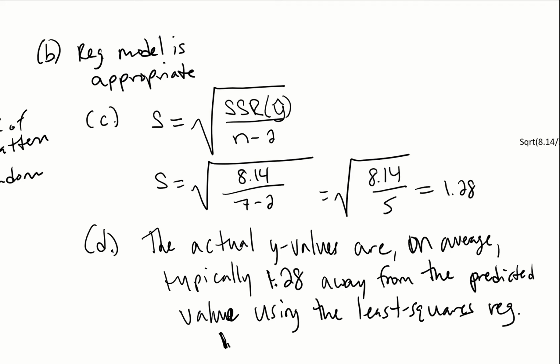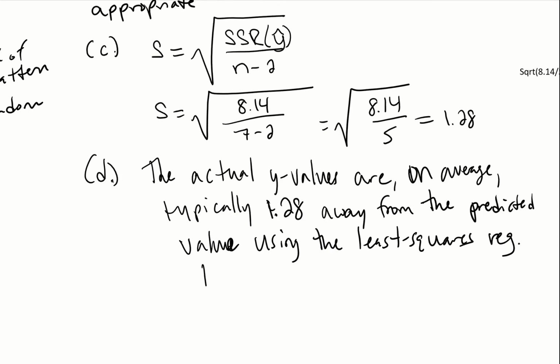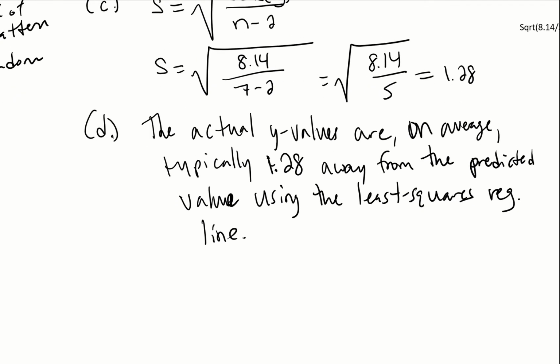Or yeah, in this case, this is using the least squares regression line that we have. So basically the actual y values have an error of about 1.28 from the prediction. So from our prediction, it's 1.28 error from the y values on average, which means our errors are about 1.28, which is pretty small. That's pretty good. And so our model is making pretty good predictions on average.